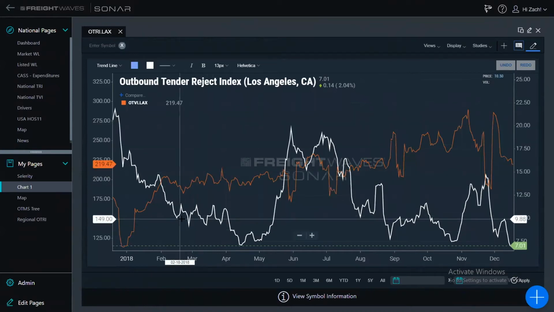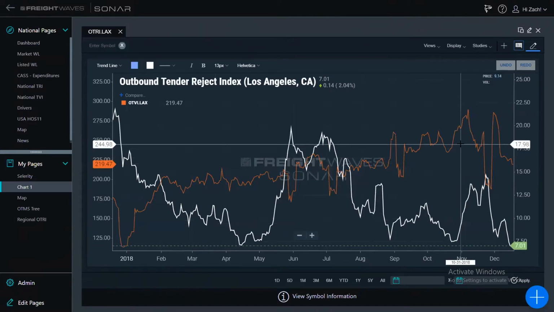Anyway, so that's the dual y-axis. That's my little spiel on outbound tender rejection index and outbound tender volume and how they are not always in total sync with each other, for various reasons. But the dual y-axis really makes that point real clear.